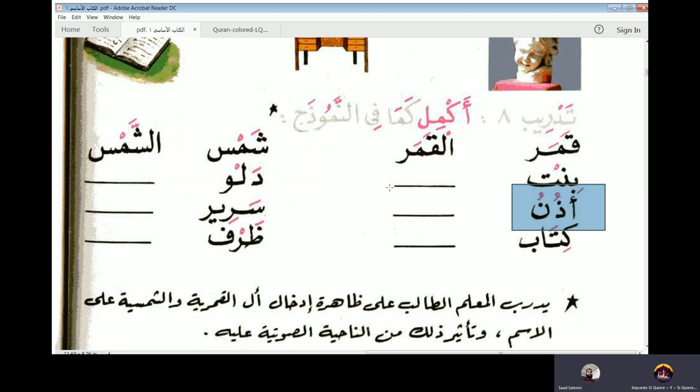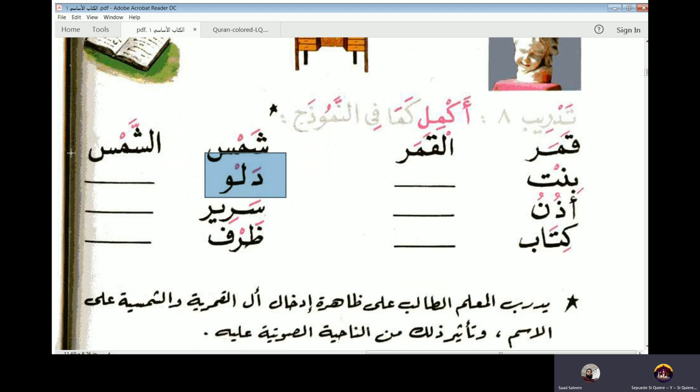Udunun is... ear. Yes, ear, but to change it, it's Al-Udunu. Alif Lam, Al-Udunu. Al-Udunu is the ear, so an ear and the ear. Kitabun is a book. Al-Kitabun is the book. Okay, we did the example.